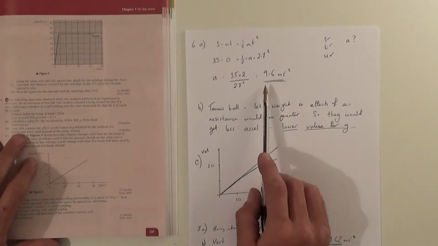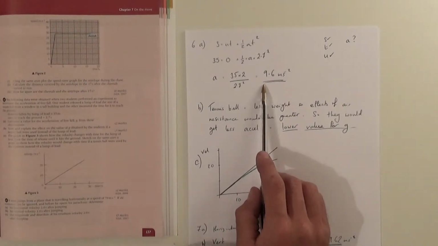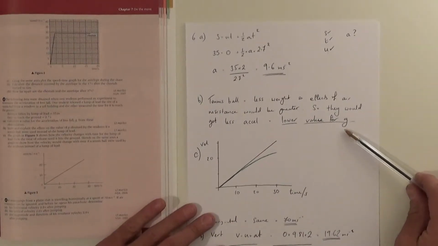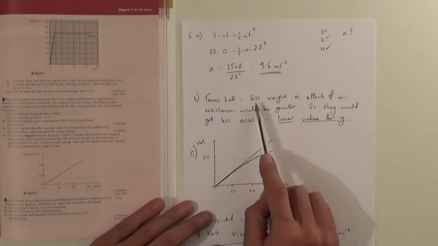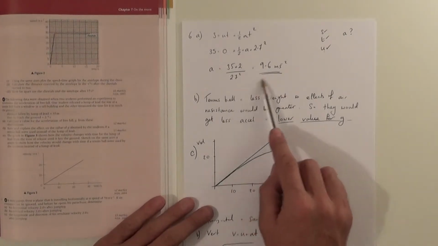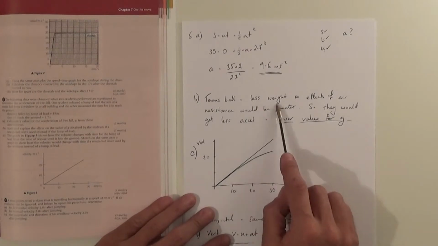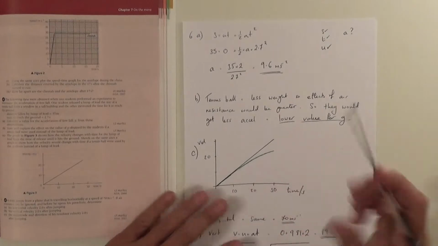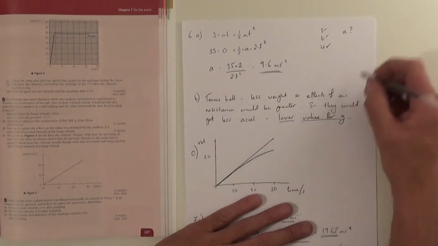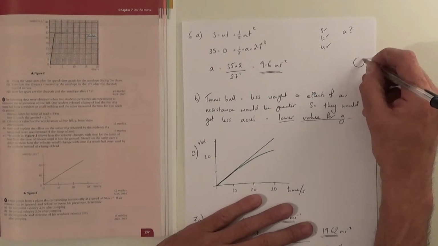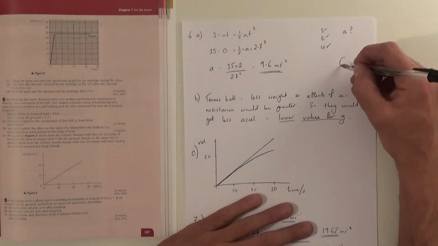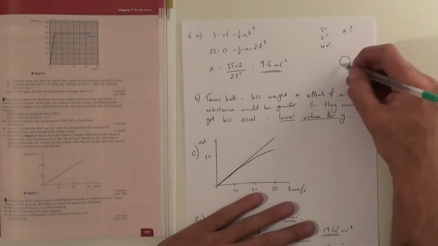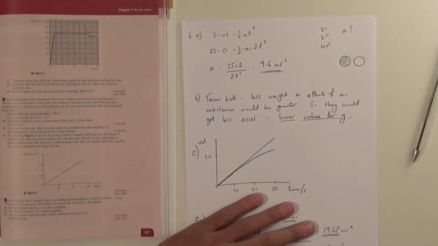Next, explain the effect on the value of g obtained if the students had used a tennis ball. Well, the bottom line is this is quite a good discussion because you need to think about the language a lot. Tennis ball's got less mass, so it's got less weight. But the point is it's got less weight, which is a force. So the effect of air resistance would be greater, i.e. if you're doing a free body diagram of it, you'd have a situation with two balls of the same size. Let's say one of them is a tennis ball, the other one's a lead ball.